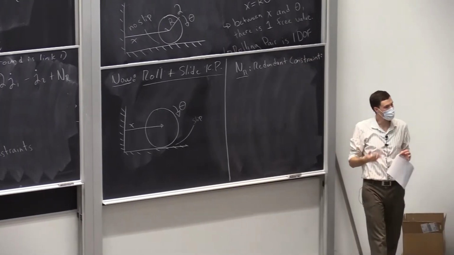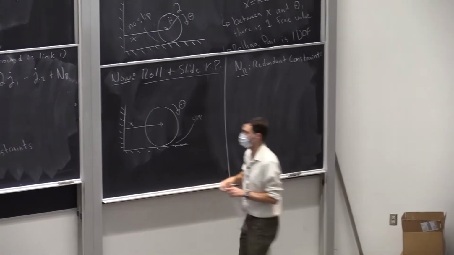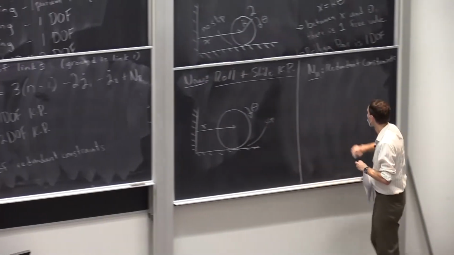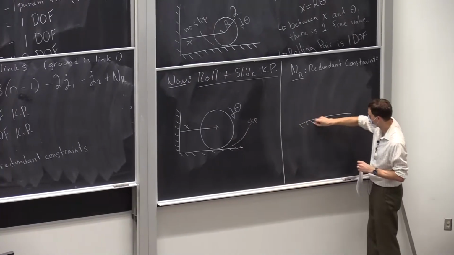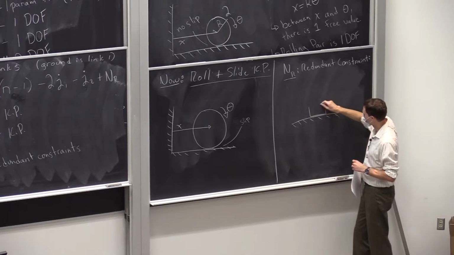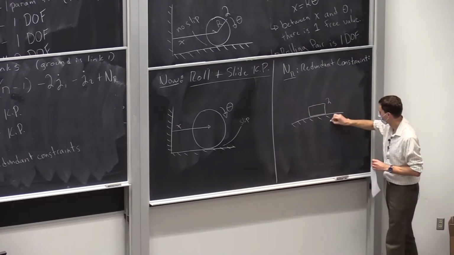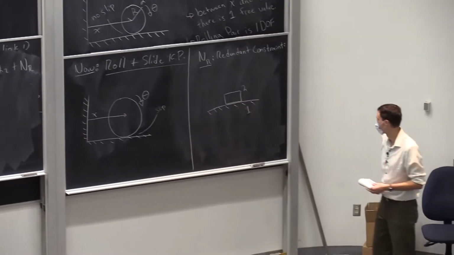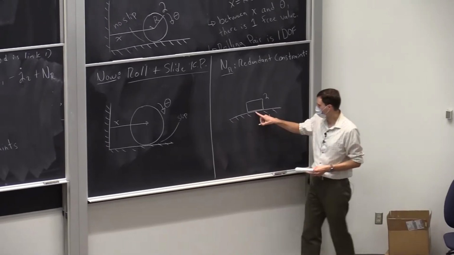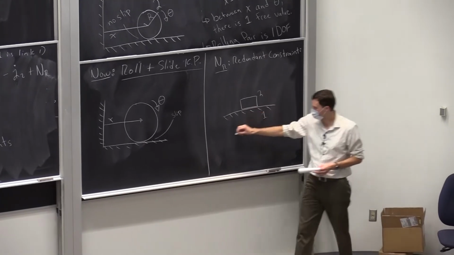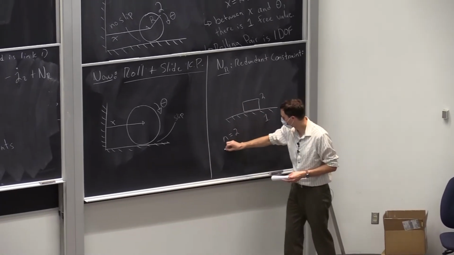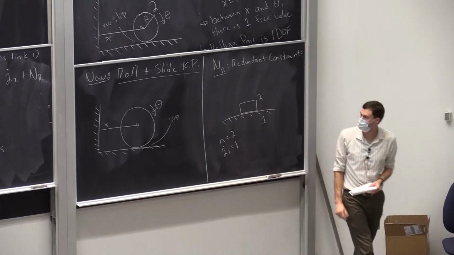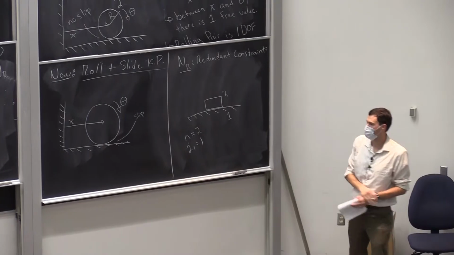And this has to do with how you're counting up your kinematic pairs, right? We need to find J1 and J2. These are integer numbers of kinematic pairs. I'm going to draw a sliding pair like this. Okay, we have 2 links. We have one sliding pair. So we'd say n equals 2. J1 is 1. There's one sliding pair, or one degree of freedom kinematic pair.